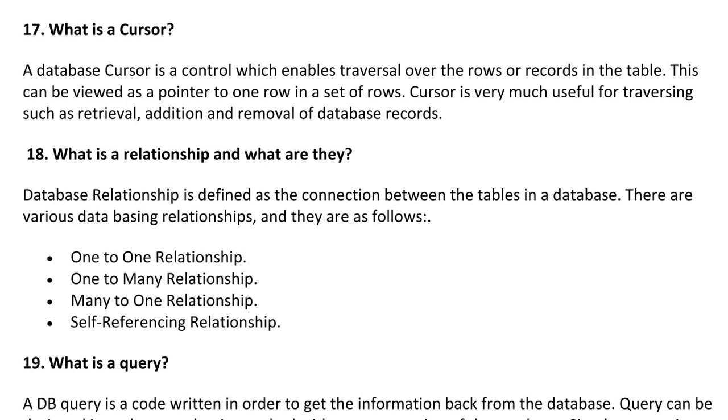What is a cursor? A database cursor is a control which enables traversal over the rows or records in the table. This can be viewed as a pointer to one row in a set of rows. A cursor is very useful for traversing, such as retrieval, addition, and removal of database records.